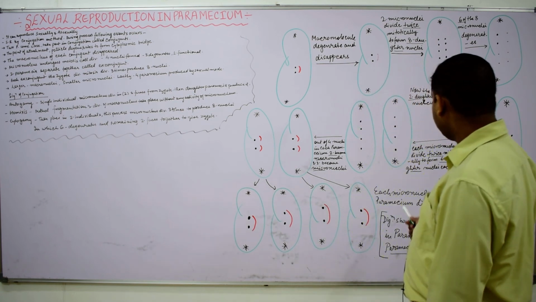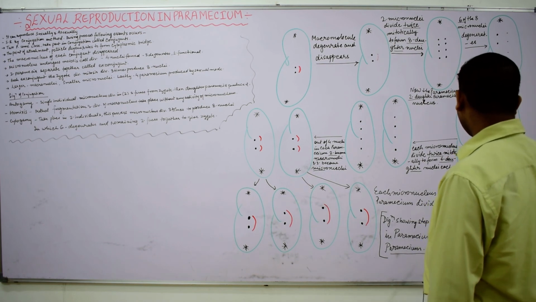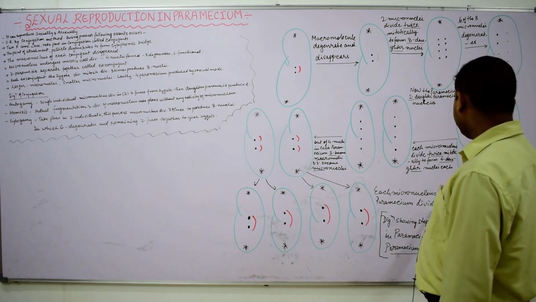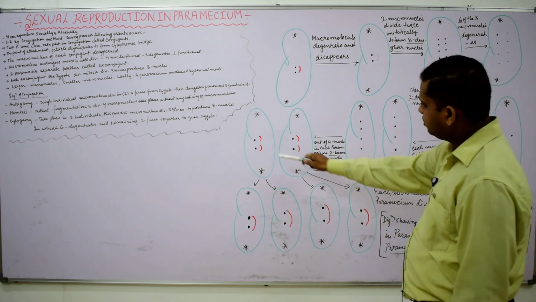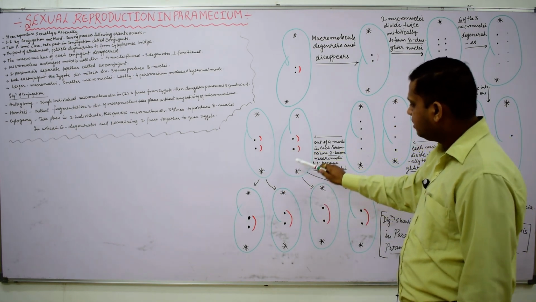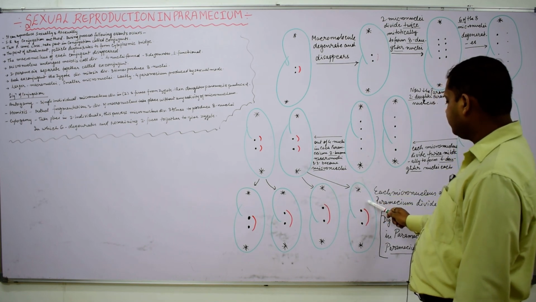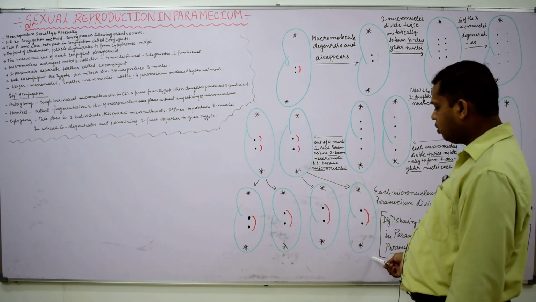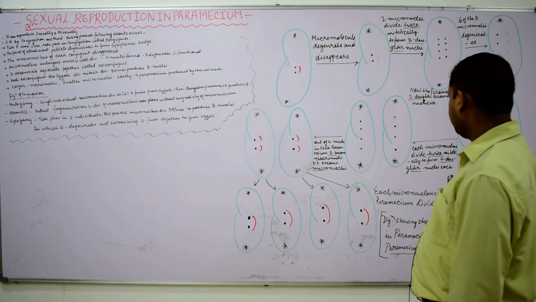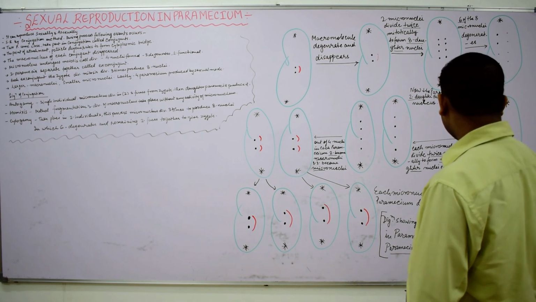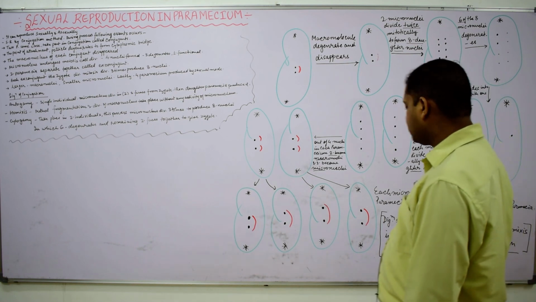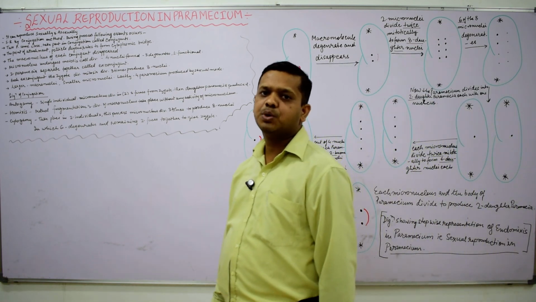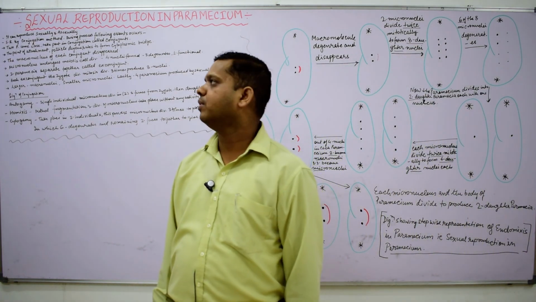So, we see that the micronucleus and the body of the paramecium divide to produce 2 daughter paramecia. This one is dividing into 2 paramecia and this one also divides. So, one pair is divided into 4 daughter paramecia. This diagram shows the stepwise representation of endomixis in paramecium, that is the sexual reproduction in paramecium. Thank you.